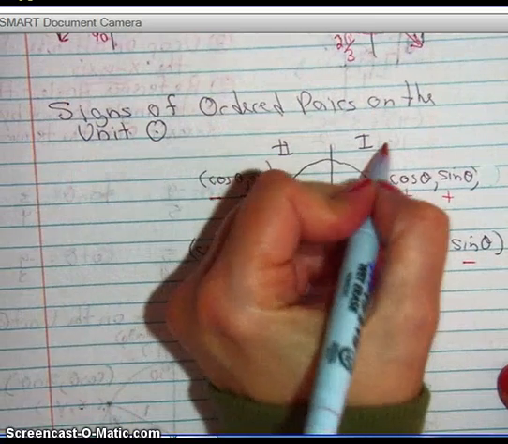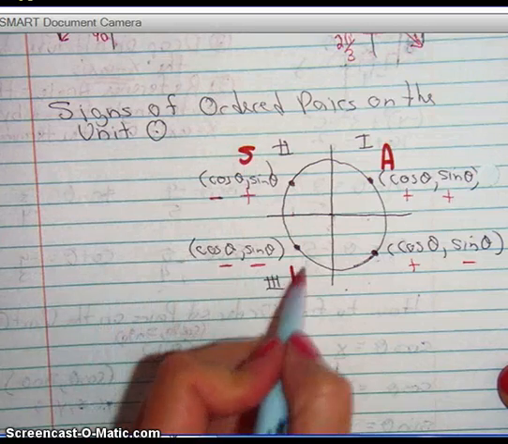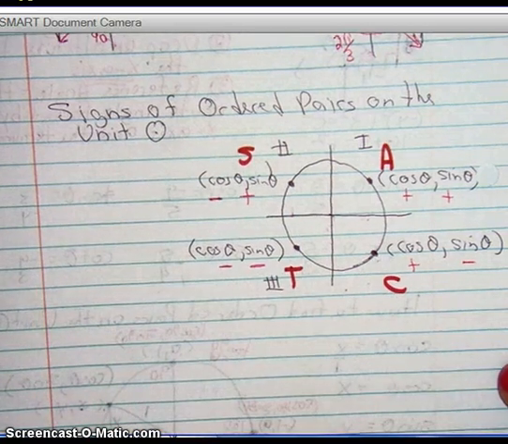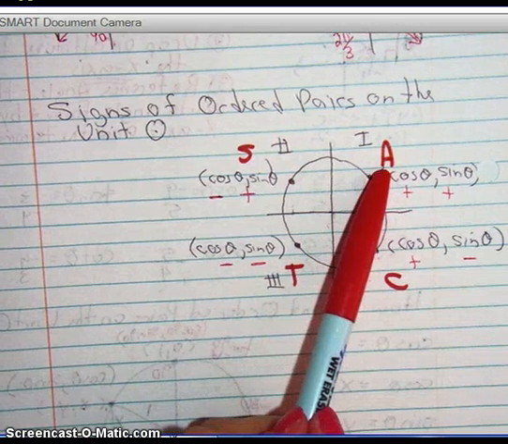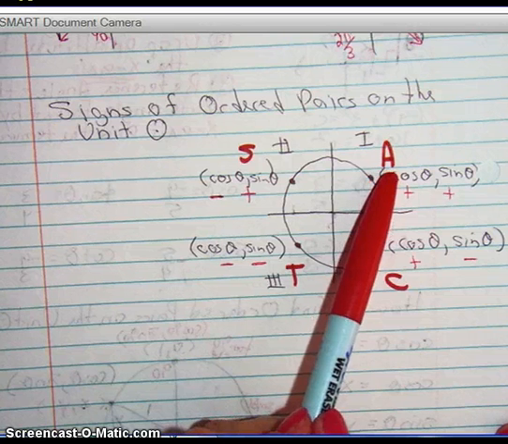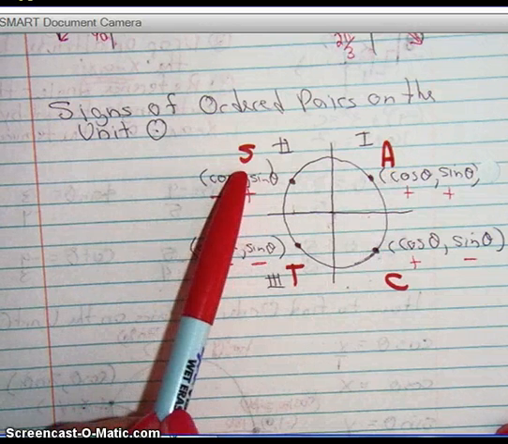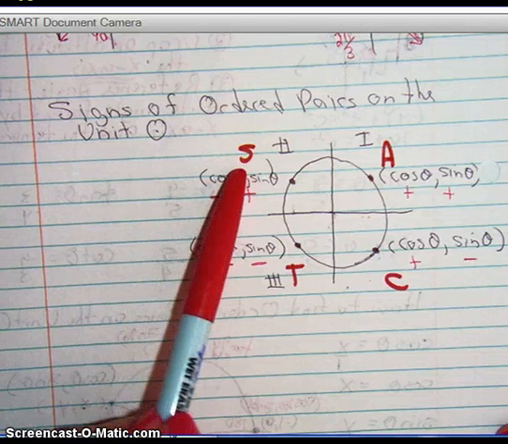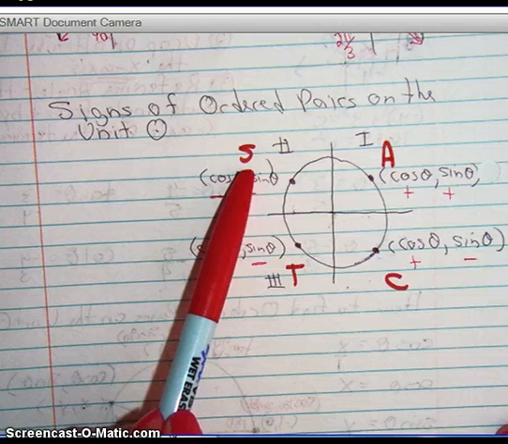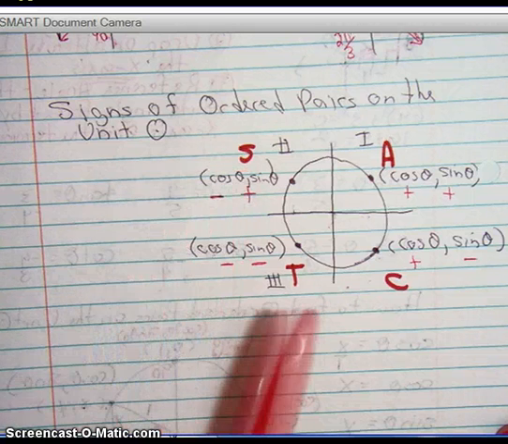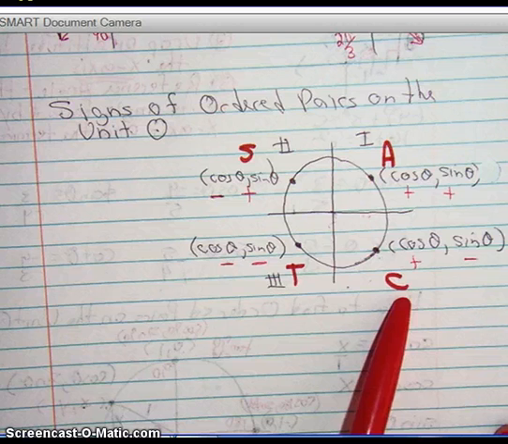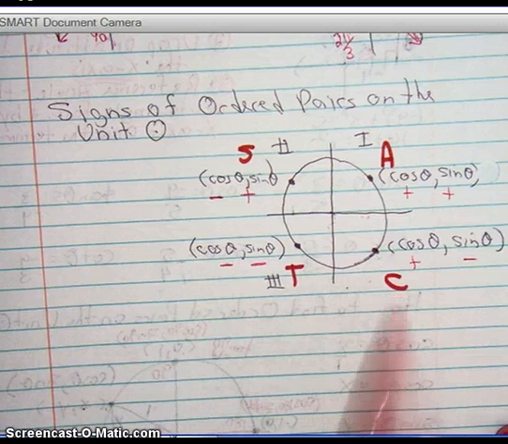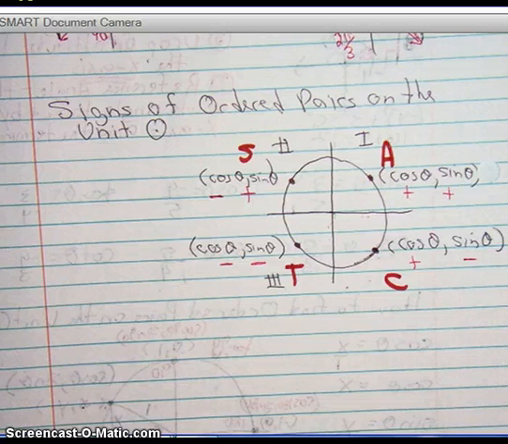It is All Students Take Calculus, right? Because you're all going to take calculus. All means everything, all the 6 trig functions are positive. S means in quadrant 2, the only things that are positive are sine and its cofunction. Quadrant 3, only trig functions that are positive are tangent and its cofunction. Quadrant 4, only things that are positive are cosine and its cofunction. Okay? So that's part of the process.